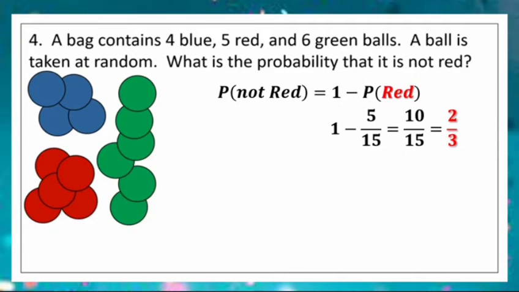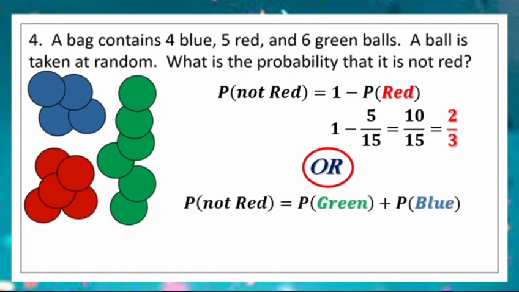Now we have a different approach to this kind of question when you have a not. We can also have it as the probability of not picking a red ball as the probability of picking a blue ball or a green ball. So if it's not a red, then it has to be a blue or a green. The probability of picking a green ball is 6 over 15, while that of picking a blue ball is 4 over 15. If I add it together, I still get 2 over 3, which is exactly the same answer we had earlier.